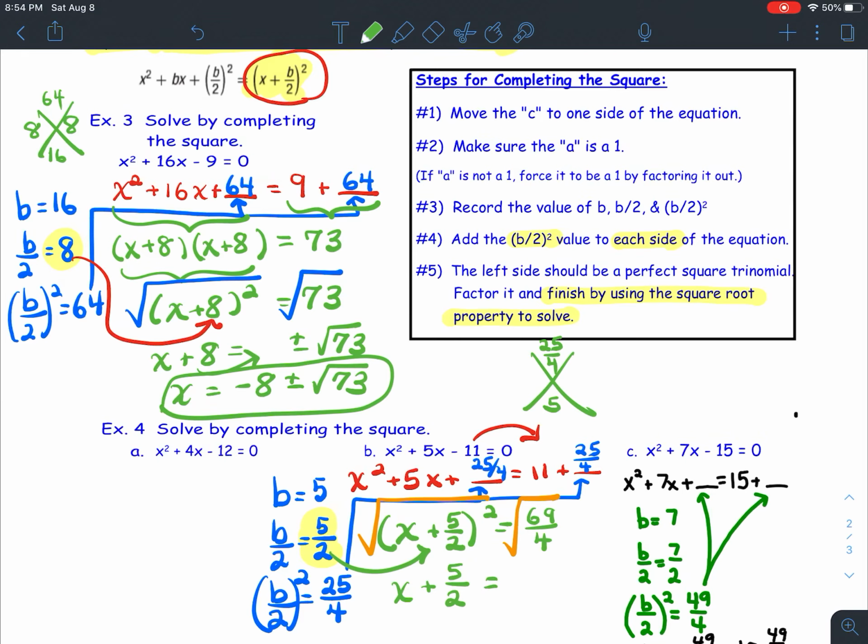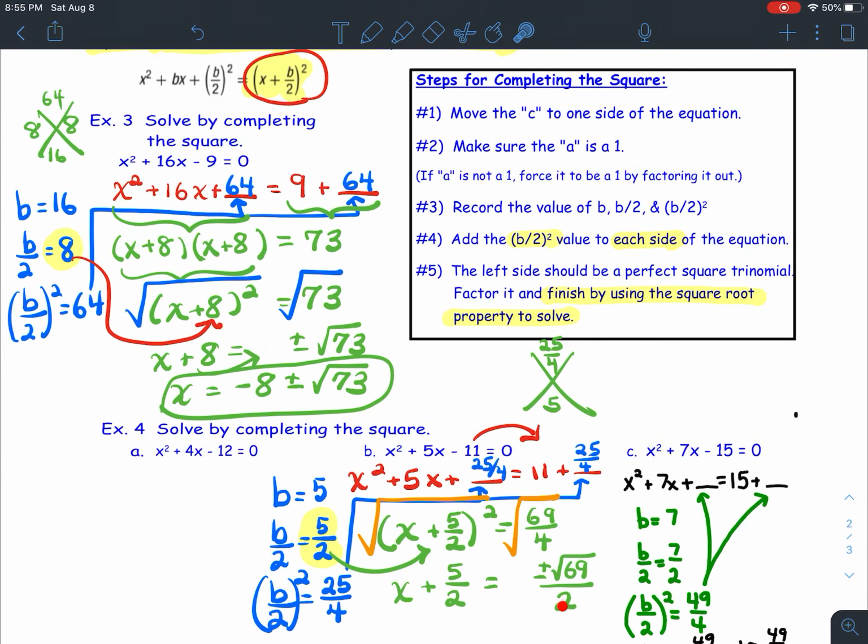Okay, and now we're finishing off with the square root property. You're going to take the square root of both sides. That removes the exponent from the left. When you're taking the square root of the fraction, if your numerator or denominator is a perfect square, take the square root of that number. If the other one's not a perfect square, then leave the square root symbol over top of that. So in this case, 69 is not a perfect square, so I'm going to leave the square root symbol over top of it. But I can take the square root of 4 and make that a 2.